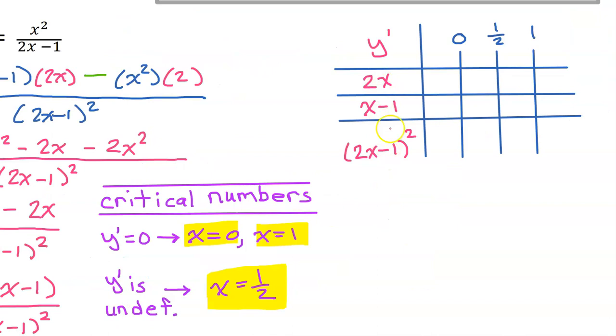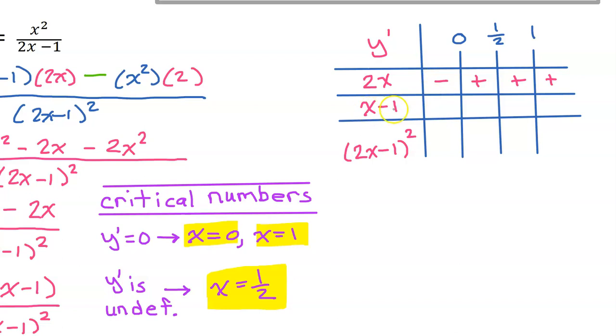Here are the 3 factors, and don't forget to label the chart as pertaining to y prime. Now we need to determine the sign of each factor in each of the intervals. 2x will be positive whenever x is positive. In other words, 2x will be positive to the right of 0 and negative for values less than 0.